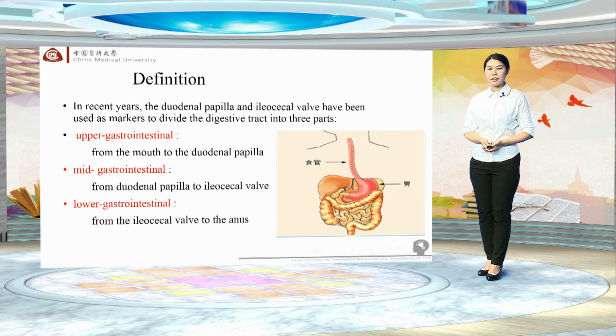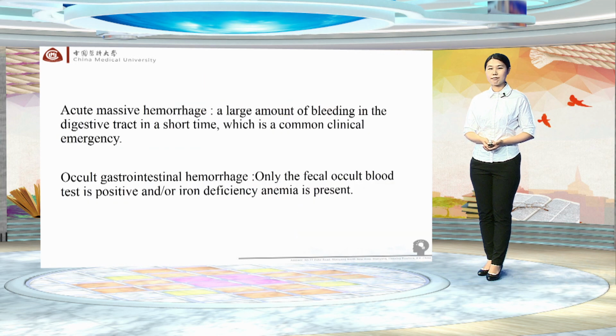The first part is the upper gastrointestinal tract. It's from the mouth to the duodenal papilla. And then the mid gastrointestinal tract is from the duodenal papilla to the ileocecal valve. The farthest part is the lower gastrointestinal tract. It's from the ileocecal valve to the anus.